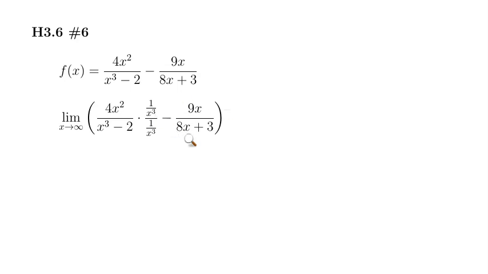Then for the second quotient, the highest power is 1, so I'm going to divide numerator and denominator by x. I'm going to multiply by a fraction, and on top you're going to have 1 over x, and on the bottom you have to put exactly the same thing, 1 over x.